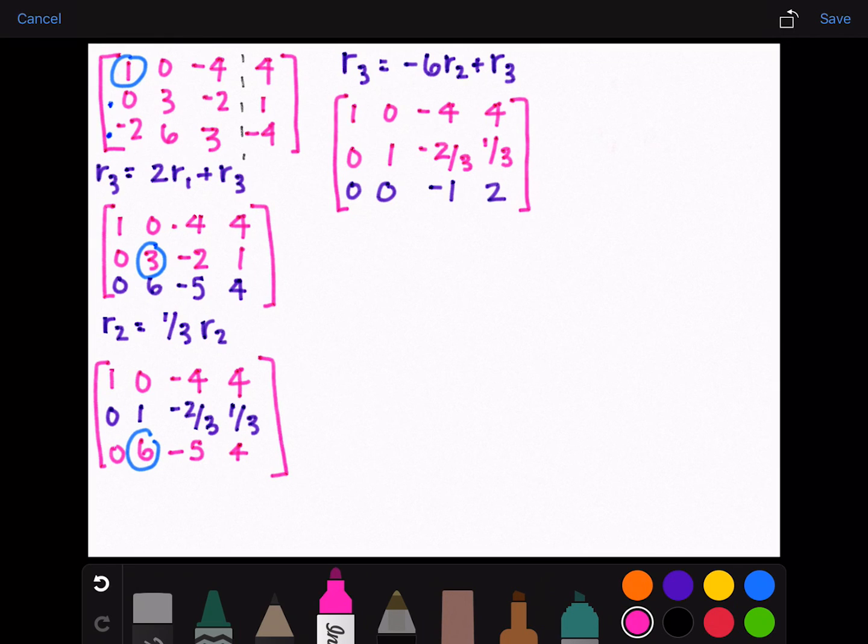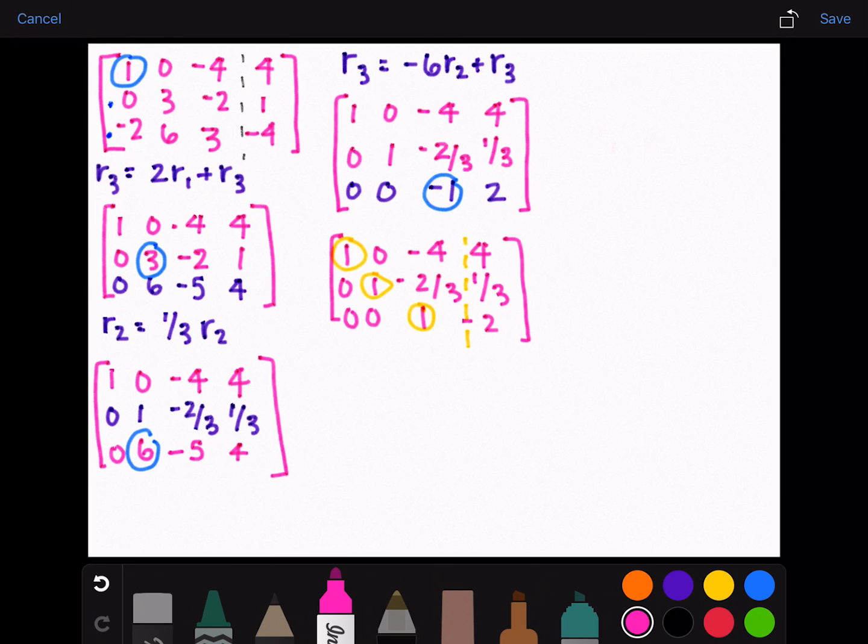And now, one last thing. We go down a row and over to our next non-zero term, which is this one, and we need to make it a 1 instead of a -1. So we'll just multiply that whole row by -1.